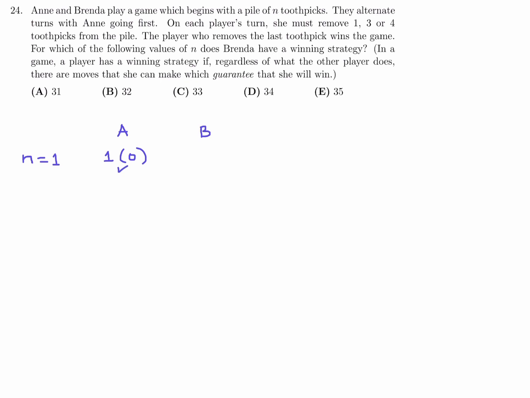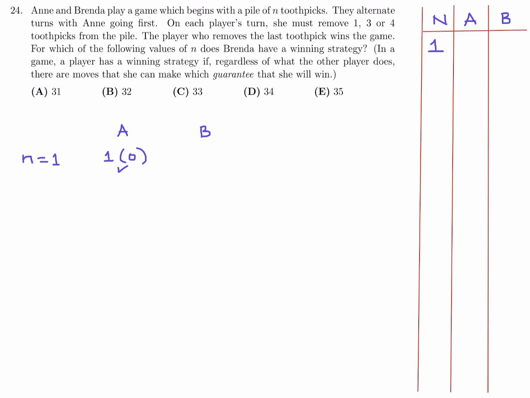So Anne wins. On the side here, for every value of N, I'm going to write who won. Did Anne win or did Brenda win? We'll just make a table on the side. So when N equals 1, it's Anne that wins. This is the system we're going to use.